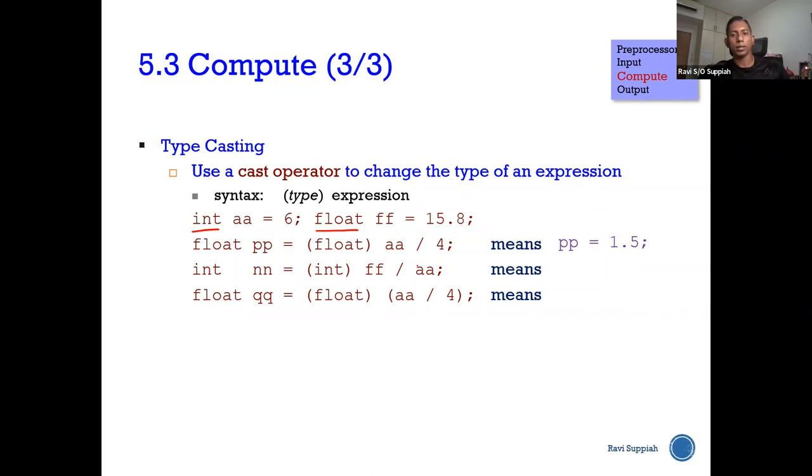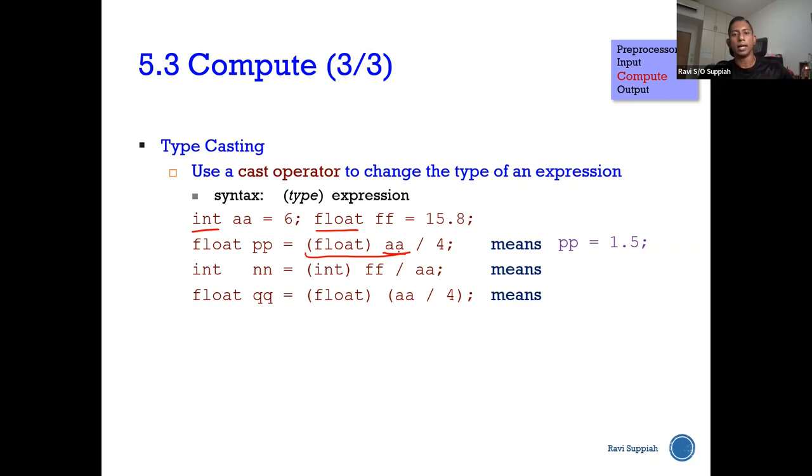So what are we doing here? When I say float AA divided by 4, this float is applying to the variable AA. When the float applies to variable AA, I'm telling the processor that for this particular instruction, I am temporarily treating AA as a float variable. Since I'm temporarily treating it as a float variable, this computation will not be carried out as a float.